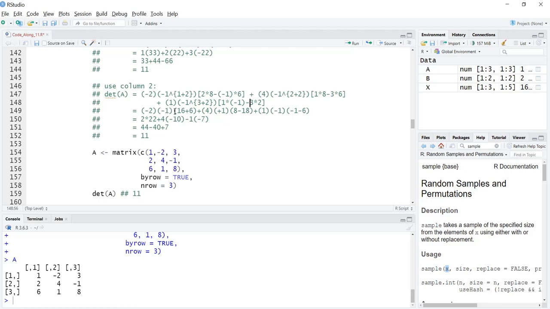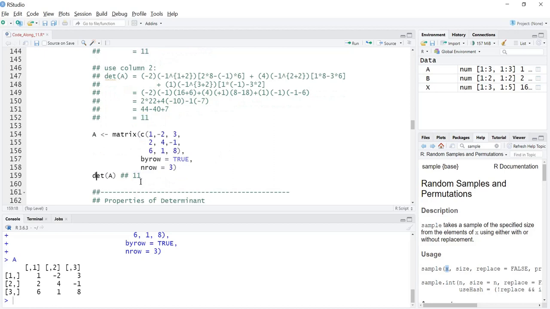So I've got 16 plus 6 is 22. I've got 8 minus 18, which is negative 10. I've got negative 1 minus 6, which is negative 7. So 2 times 22 is 44. 4 times negative 10 is negative 40. And then negative 1 times negative 7 is positive 7. So I've got 44 minus 40, that's 4, plus 7, which is 11. So I've got exactly the same value doing it both ways.